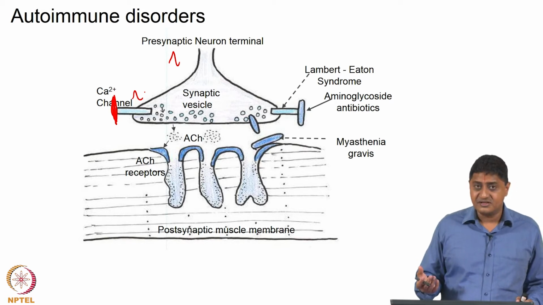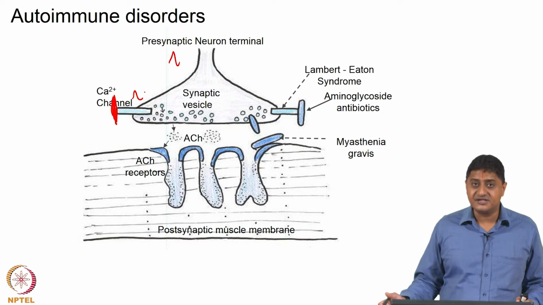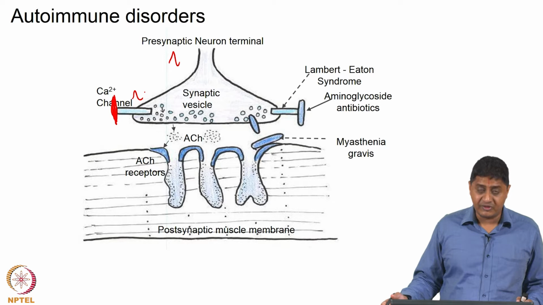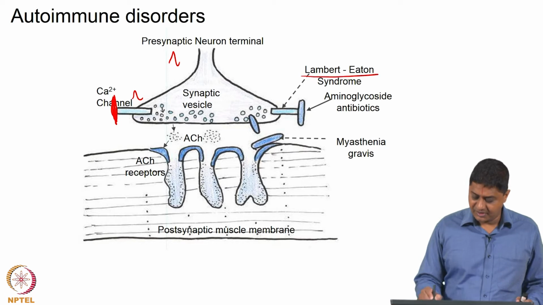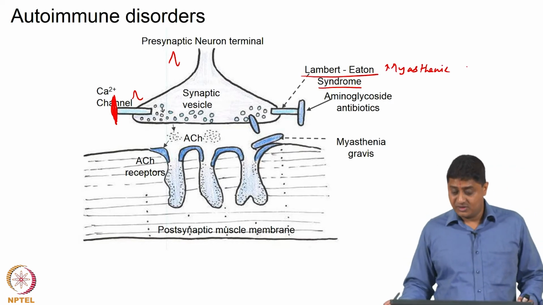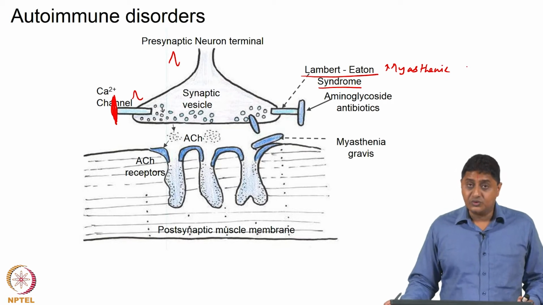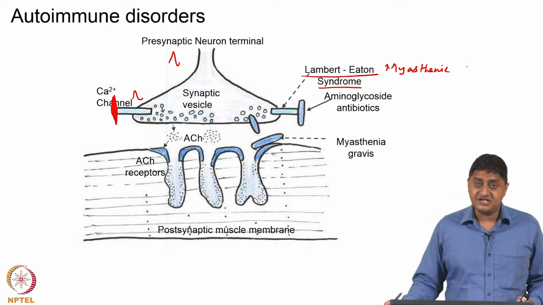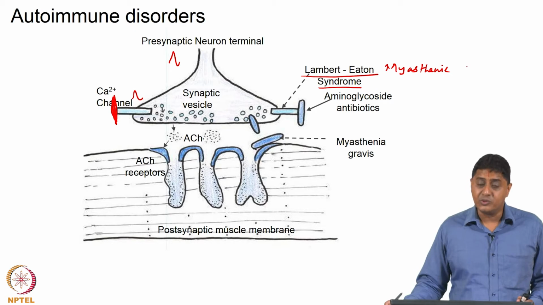What is the effect? The effect is basically weakness and inability to perform voluntary movements, etc. So, this situation is called Lambert-Eaton myasthenic syndrome. Lambert-Eaton myasthenic syndrome is due to blockage of calcium channels by the immune system in an autoimmune disorder.